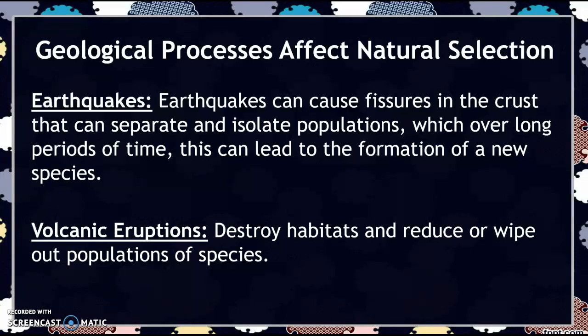So there are some other geological processes that affect natural selection, including earthquakes, which can cause fissures in the crust that separate and isolate populations. This is going back to reproductive isolation from 4.2. And over long periods of time, this leads to the formation of a new species. There's also volcanic eruptions, which can destroy habitats and reduce or wipe out populations of species.